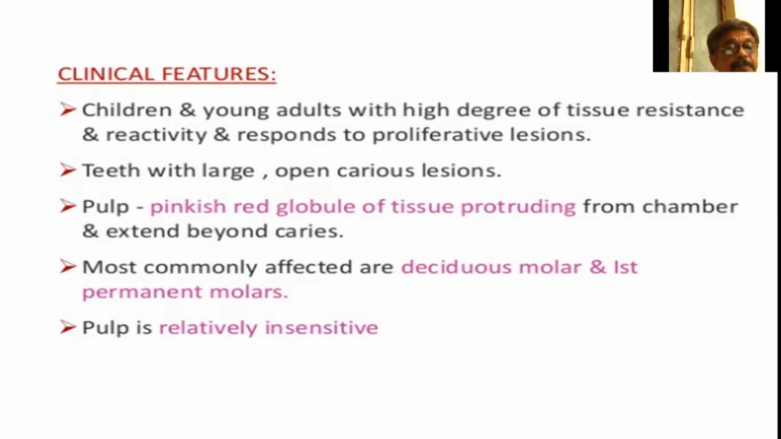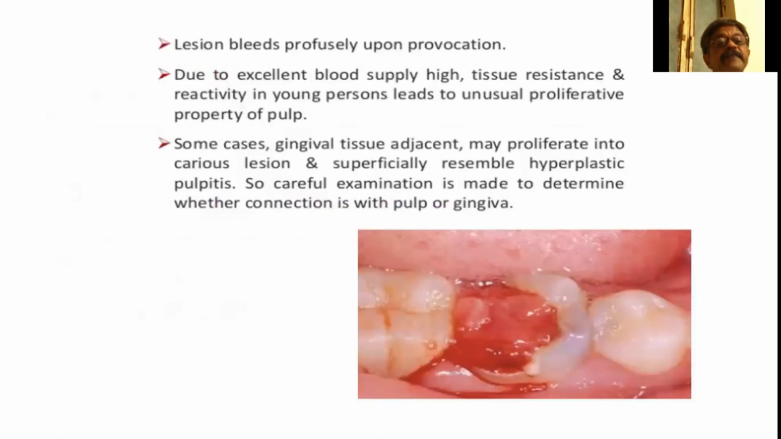The pulp is relatively insensitive. Lesion bleeds profusely upon provocation. Due to excellent blood supply, tissue resistance and reactivity in a young person lead to unusual proliferative property of the pulp. This is what I was mentioning. In some cases, adjacent gingival tissue may proliferate into a caries lesion and superficially resemble hyperplastic pulpitis. So careful examination is made to determine whether the connection is with the pulp or gingiva.